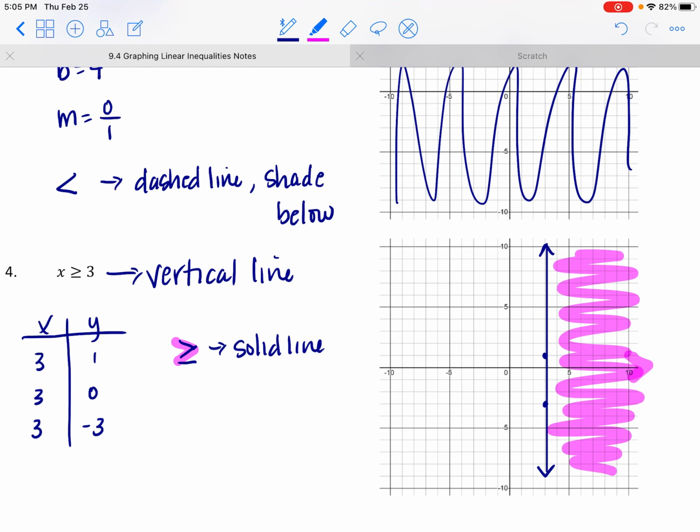Oh, the shading looks so much better with a highlighter. Why didn't I do that on all of them? I don't know. You get the picture, though.